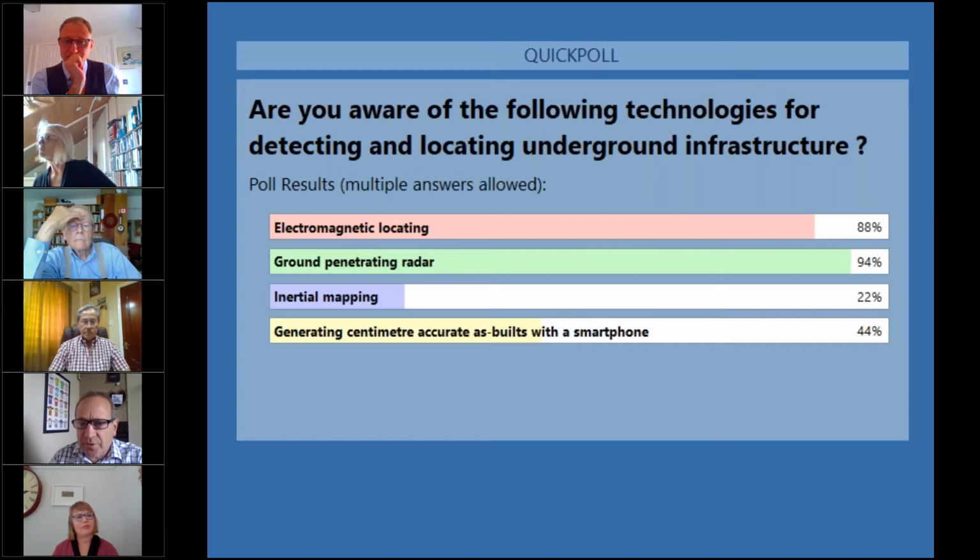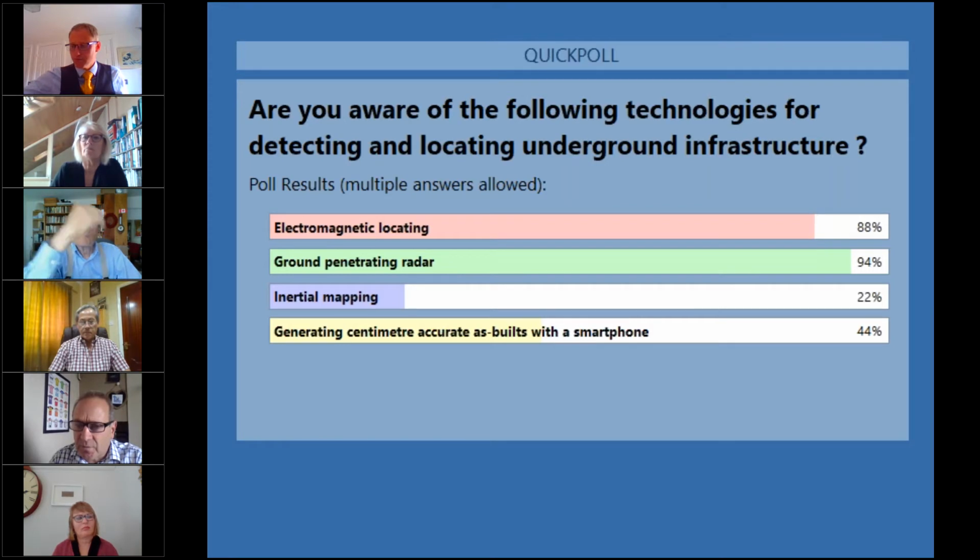Okay, let me share that with everybody. So we've got 88% electromagnetic locating, 94% ground penetrating radar, 22% inertial mapping, and of course the latest one to line up, generating accuracy with mobiles, 44%. Thank you very much for replying on that. Any thoughts from the panelists?